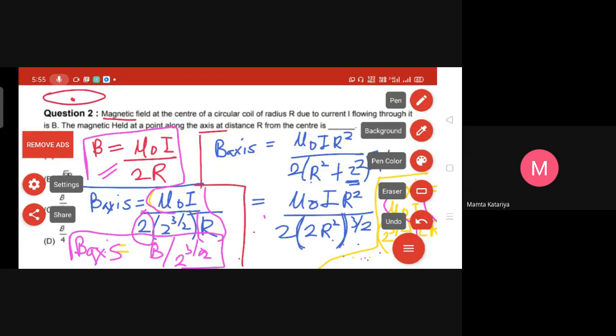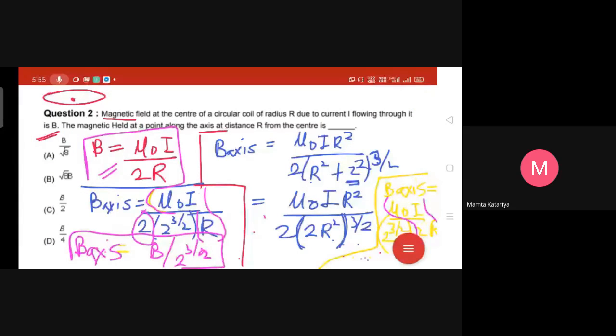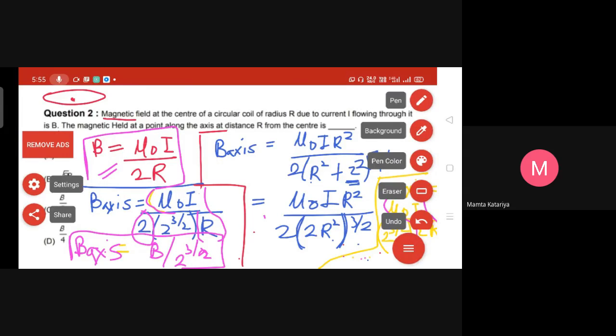Now the answer is in front of you. You have to just see which answer it is, but it is represented in another form. So tell me which is the correct option here. B upon 2 raised to 3/2.